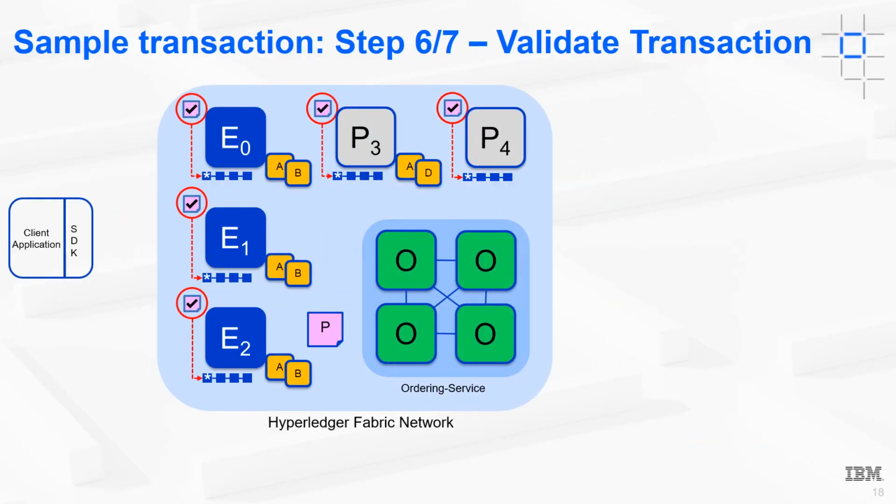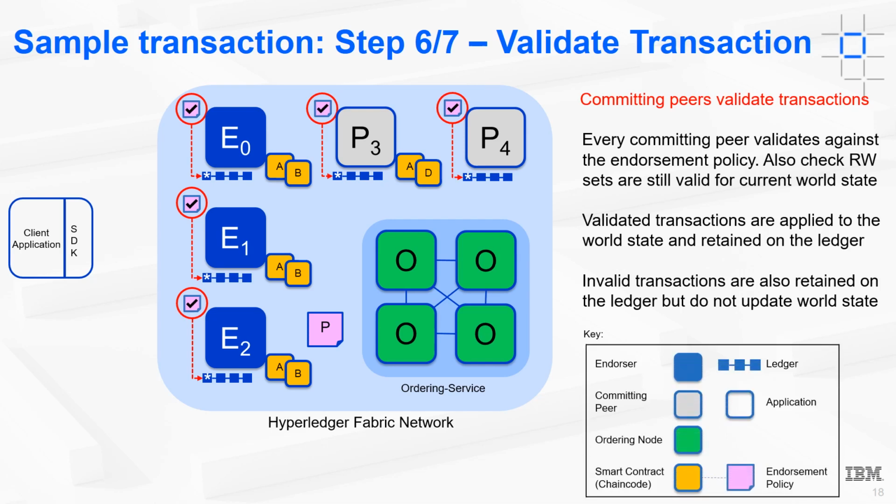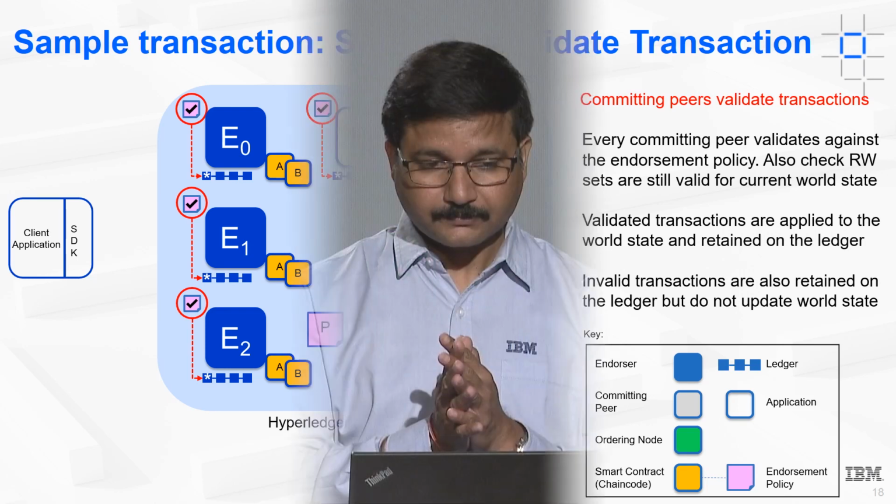So the committing peers now validate the transactions submitted to them by the orderer. They validate these against the endorsement policies. They also validate the read-write sets and check whether they are still valid for the current state. Now, what is this point about? For a certain transaction, X has the value X equal to 3 at the point in time when the transaction was initiated, and the client application is proposing to change the value from X equal to 3 to X equal to 5, right?